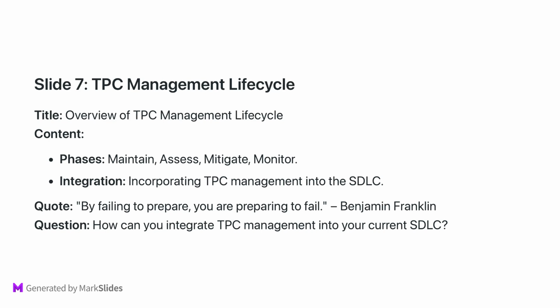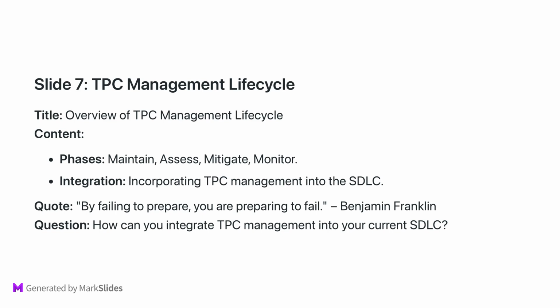It consists of 4 primary phases. 1. Maintain. This phase is all about keeping your security measures up to date. Regular updates and patches are vital to address vulnerabilities and ensure your protections are current. 2. Assess. The assessment phase involves evaluating your system for potential threats and vulnerabilities. Regular audits and risk assessments help you understand where your system stands and what you'll need to improve.